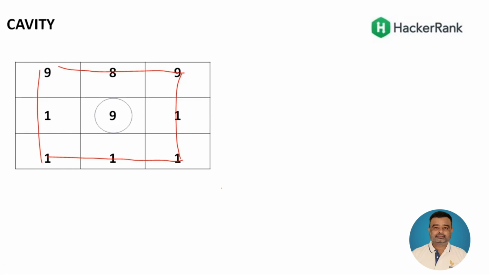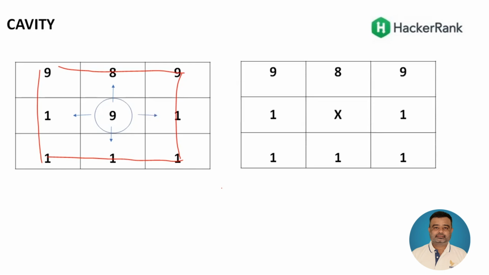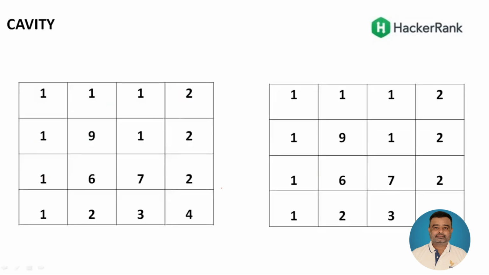For example, if you take this 9, we need to compare it with all its adjacent cells, that is top, down, left and right, and you can see all these adjacent cells have a value lesser than 9. So while printing, we have to replace it with X. Let us take one more example here. I have taken a matrix of 4 cross 4. Again, as mentioned, you should forget about the border cells. We should never bother about the border cells, and we have to look into the other cells.